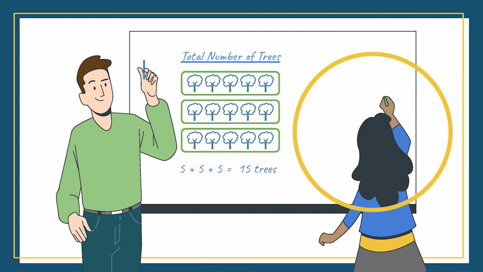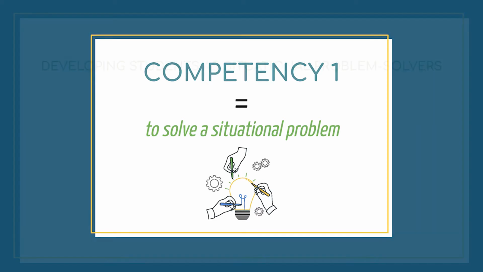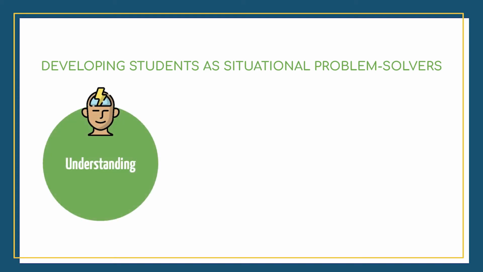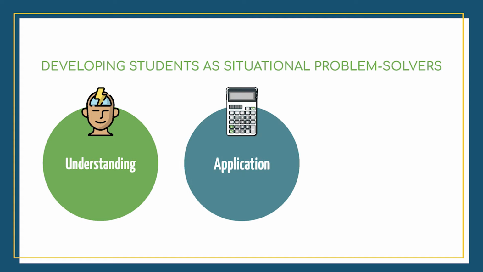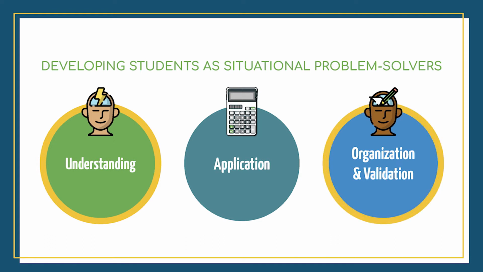We'd like to show you how to support your students in building their own understanding of how to solve situational problems. Competency 1, to solve a situational problem, involves the following evaluation criteria: understanding the situational problem, correct application of mathematical concepts and processes, and finally, organization and validation. The tasks shown in this video will target ways of improving a student's understanding of a problem, as well as aid in developing students' capabilities to organize and validate their work.